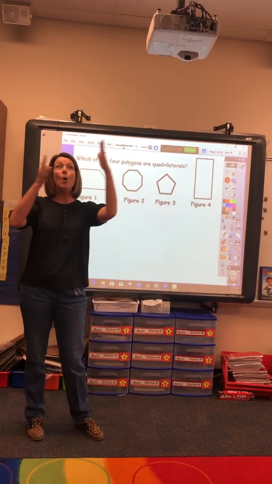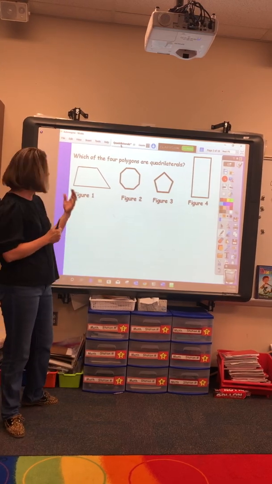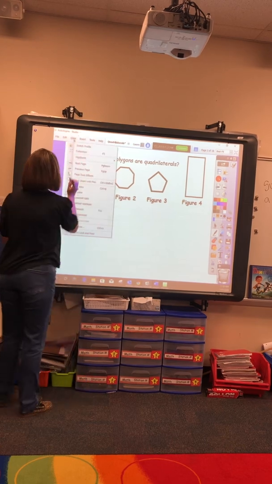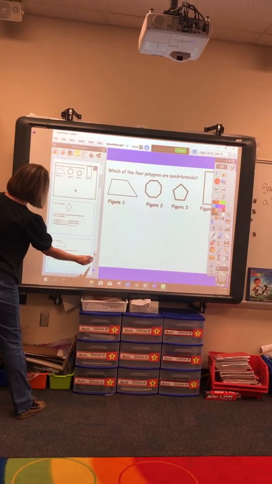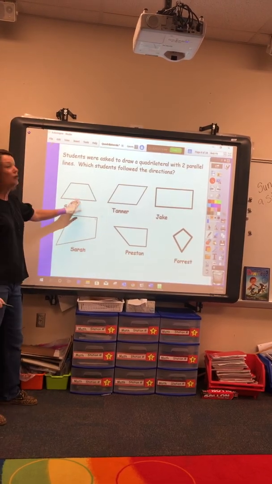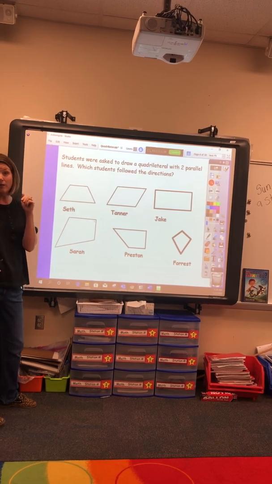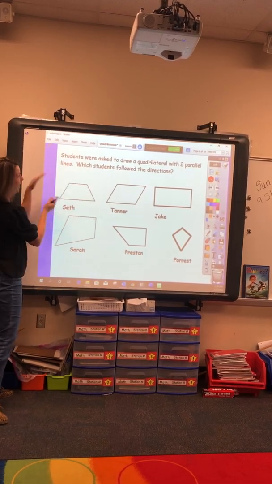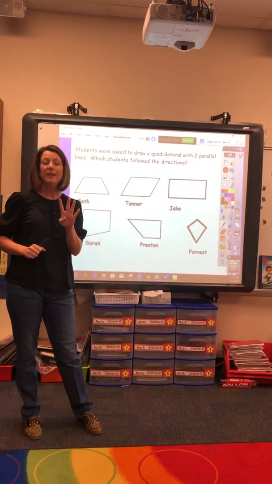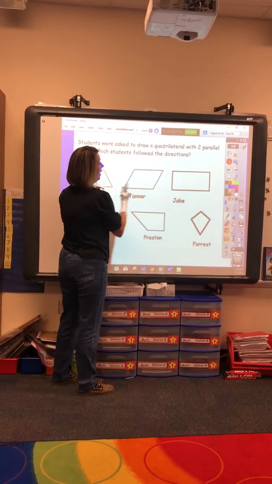But something new that we're throwing at them this year is quadrilaterals. We have quadrilaterals that we need to talk about. So we have our trapezoid. By definition, it's 4-sided with one set of parallel lines. See, the top and the bottom are parallel. This is what we call a parallelogram, 4-sided, and it has 2 sets of parallel lines, the top and the bottom and the right and the left.